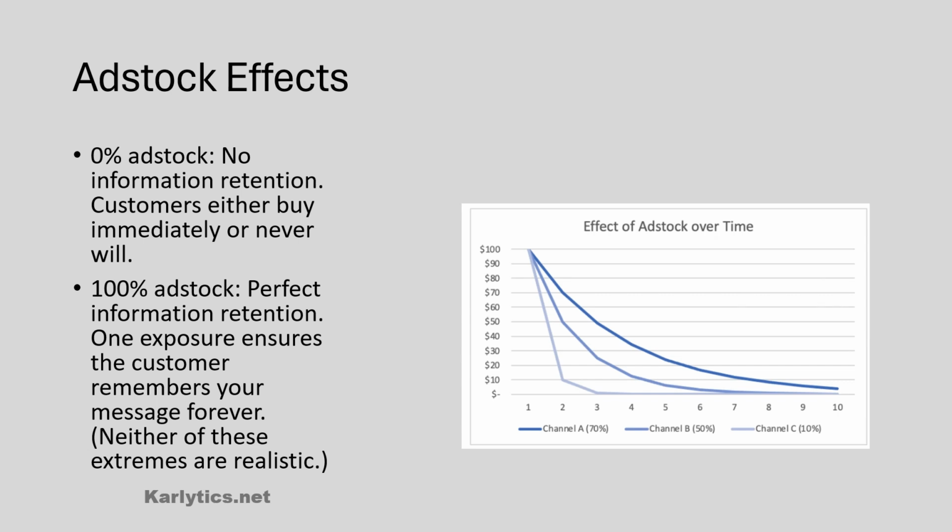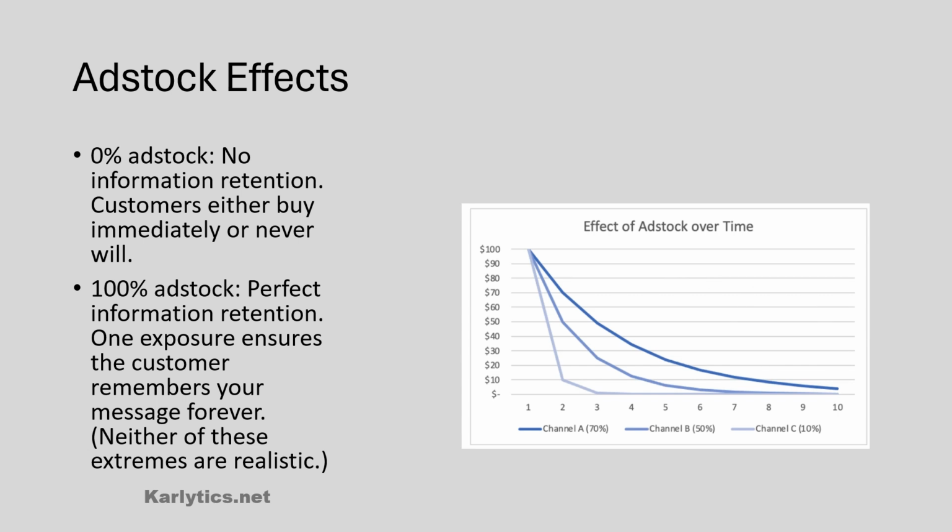Channel B, mid-level ad stock, retains 50% information, which is a moderate rate. Channel C, low ad stock, retains 10% information. At this level, we lose information quickly. By week 3, practically everything is forgotten.